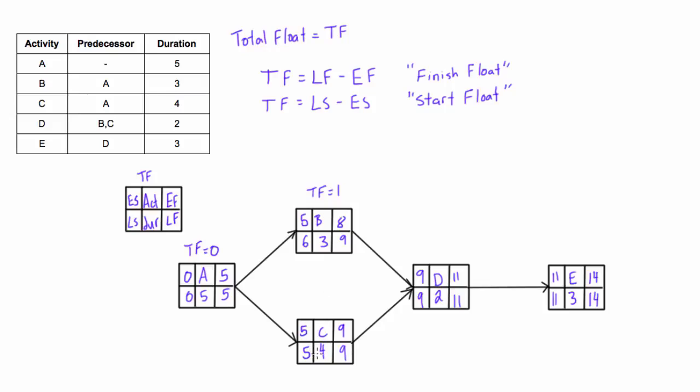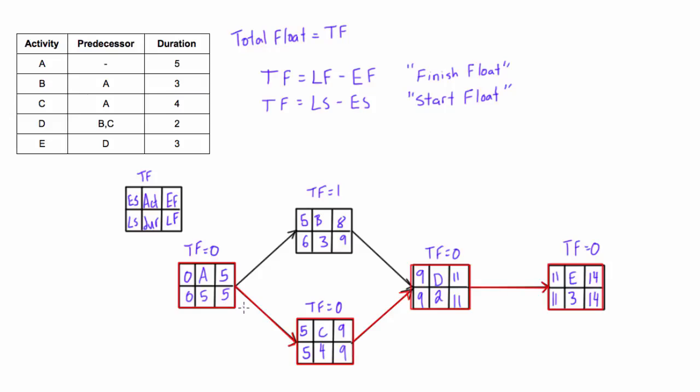Activity C, you can see its total float would be 0, because 5 minus 5 is 0, same with 9 minus 9. Total float is equal to 0. Here we have 9 minus 9 or 11 minus 11, so we get the total float is equal to 0. And same for the last one, total float is equal to 0. So this will give us a critical path here that I've outlined in red. So the critical path would be A, C, D, E. So the critical path is formed by all of the activities that have a total float of 0.